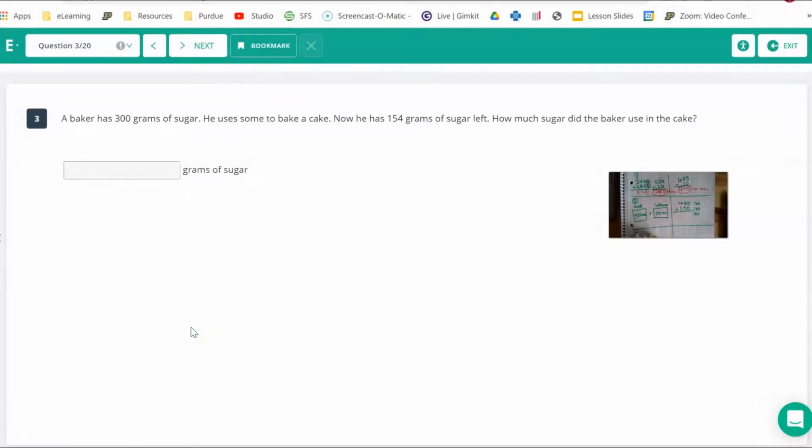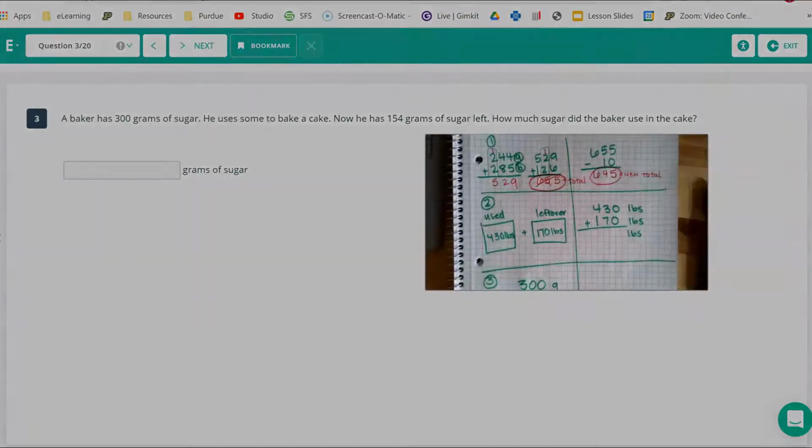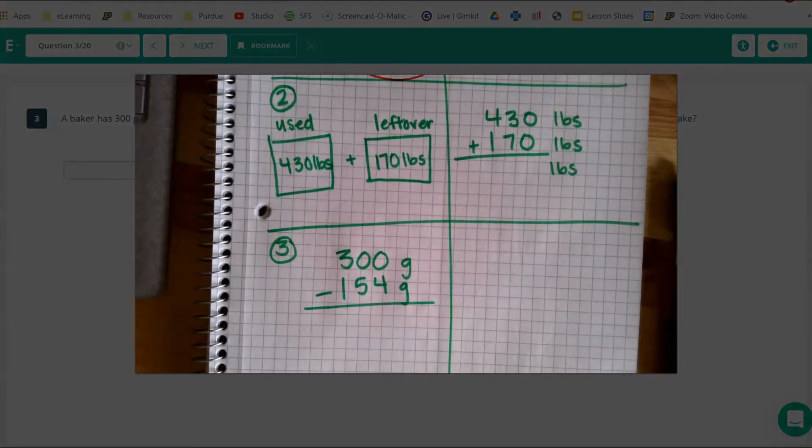Draw a line and write number 3. A baker has 300 grams of sugar. He uses some to bake a cake. Now he has 154 grams of sugar left. How much sugar did the baker use in the cake? So he had 300 grams. He used some, I don't know how much, but his leftover was 104 grams. To find the difference, oh, difference means subtract. Oh, sorry, you can't see mine. So go ahead and catch up and write this down.